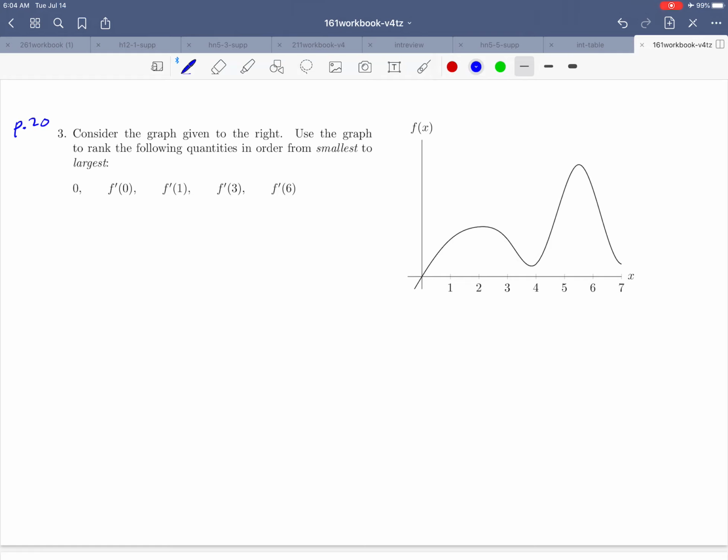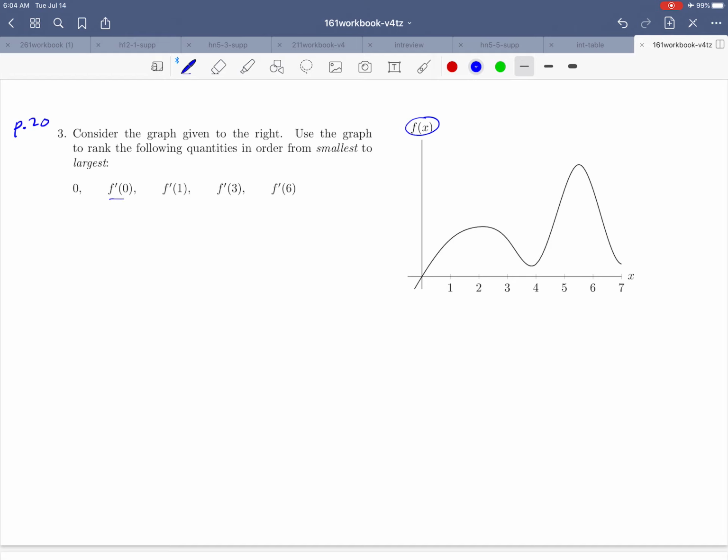Consider the graph given to the right. So we're given the graph of a function. Use the graph to rank the following quantities in order from smallest to largest. You might notice we're just given a graph of this function, no formula. So this is going to be strictly graphical estimation in this problem. We have to think about what these numbers represent geometrically.